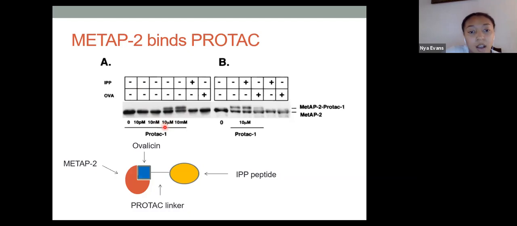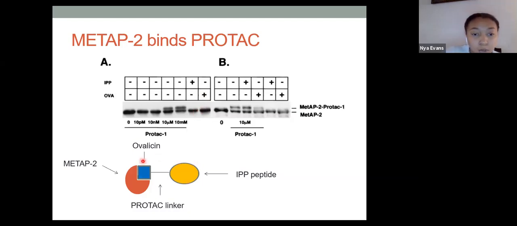So here at 10 micromolar, the MET-AP2 does bind to the PROTAC. And then at 10 millimolar, the MET-AP2 does bind to the PROTAC. And these last 2 here, where you have the plus with the IPP and the plus with the ovolysin, it's just showing that only one component of the PROTAC was added.